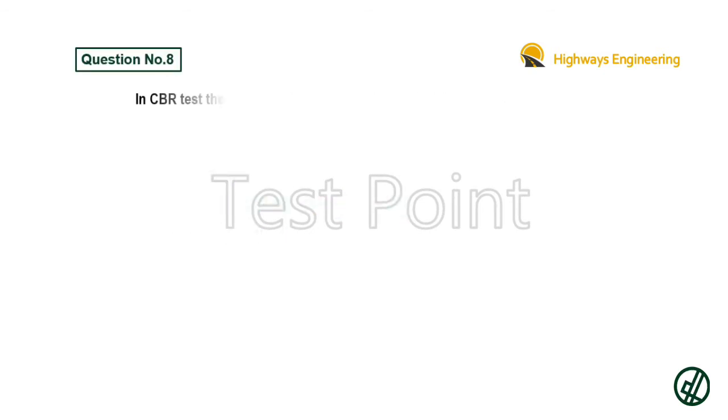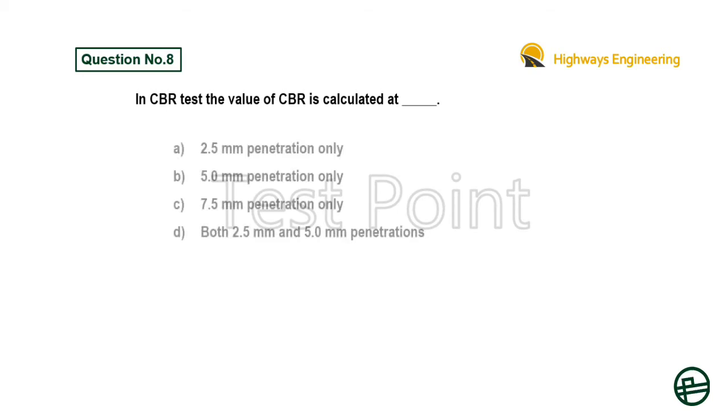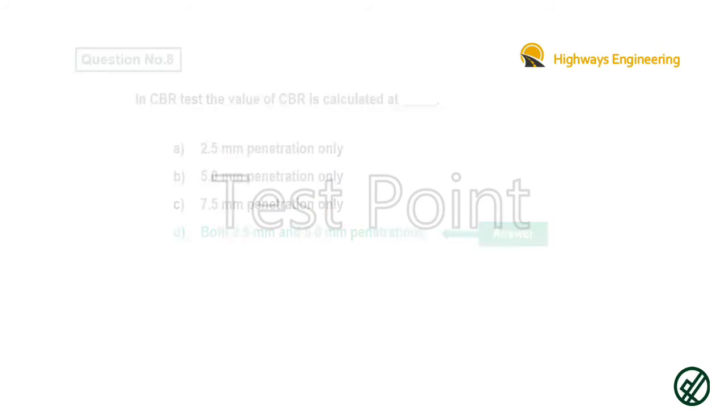Question number 8. In CBR test, the value of CBR is calculated at. Option A, 2.5 mm penetration only. Option B, 5.0 mm penetration only. Option C, 7.5 mm penetration only. Option D, both 2.5 mm and 5.0 mm penetrations. Answer is option D, both 2.5 mm and 5.0 mm penetrations.